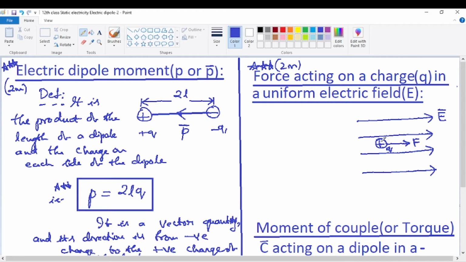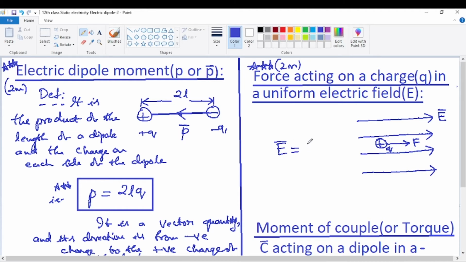So q being a positive charge, assuming this as a positive charge, it experiences a force exactly in the direction of the electric field. Now at every point in the uniform electric field, the strength of the electric field is the same. E bar is exactly the same. But how is E bar defined? At any point, say at the same position where the charge q is placed. How is the electric field vector defined? Force per unit charge. So this is defined as the electric field vector.